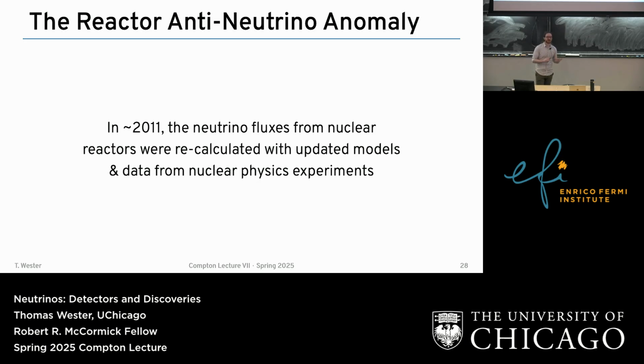So everything was going fine with reactors for a long time, but in 2011, people got around to actually updating the prediction of reactor neutrino fluxes. It's a very complicated process to try to predict how many neutrinos you should see from a reactor because there's a lot of different nuclear physics involved. In particular, a lot of the nuclear physics measurements were based on very old data, but there were some updates to that data that got folded into newer models.